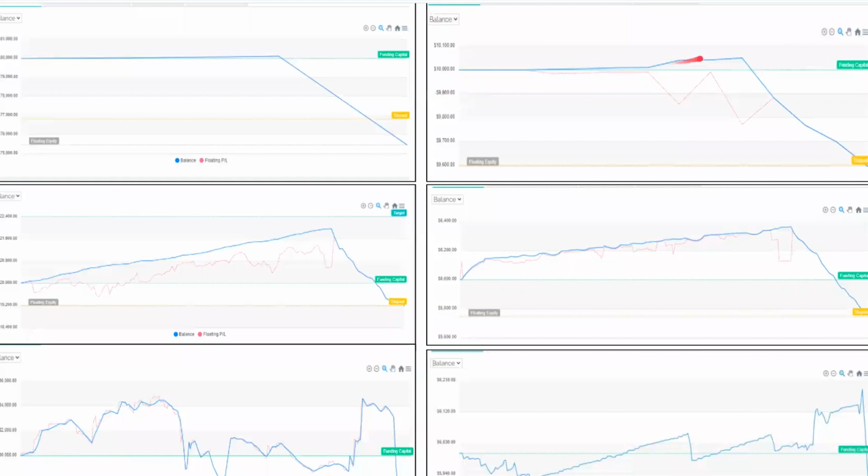Something similar here. Okay, a level two account, a 10K account. You can see here the dotted line is the equity line versus the balance line.